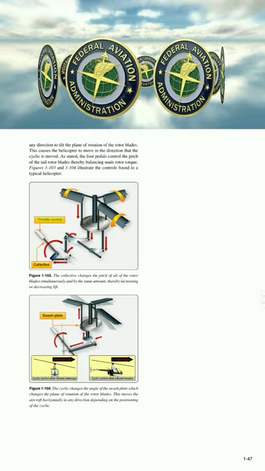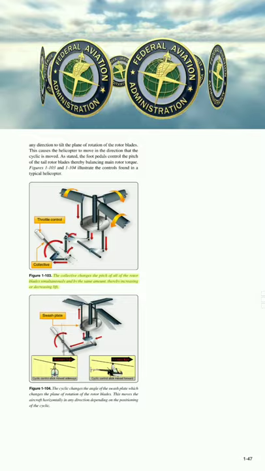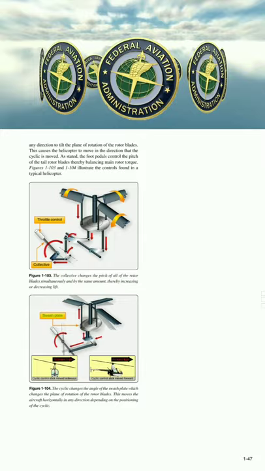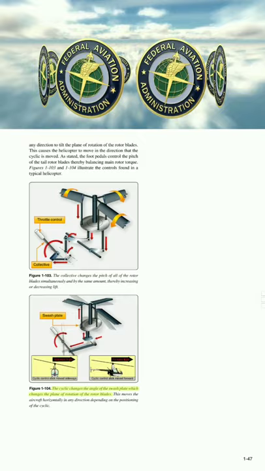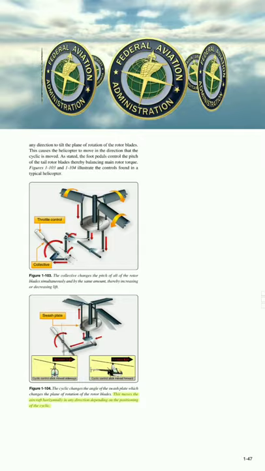Throttle control. Collective. Figure 1103. The collective changes the pitch of all of the rotor blades simultaneously and by the same amount, thereby increasing or decreasing lift. Swash plate. Sideways flight. Forward flight. Cyclic control stick moved sideways. Cyclic control stick moved forward. Figure 1104. The cyclic changes the angle of the swash plate, which changes the plane of rotation of the rotor blades. This moves the aircraft horizontally in any direction depending on the positioning of the cyclic.